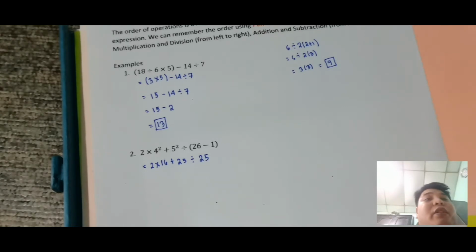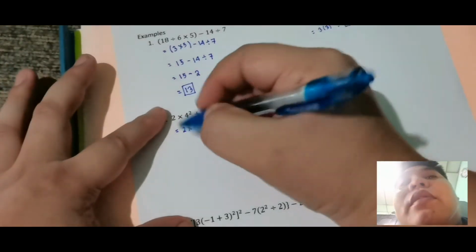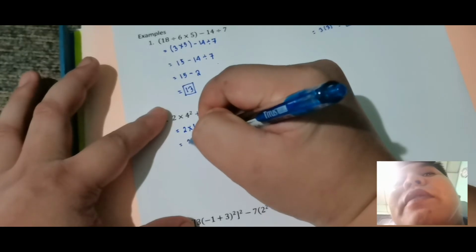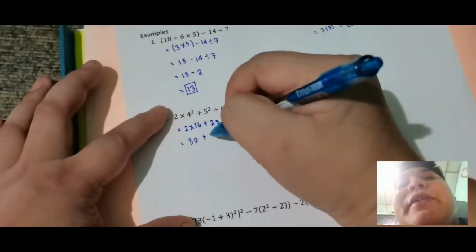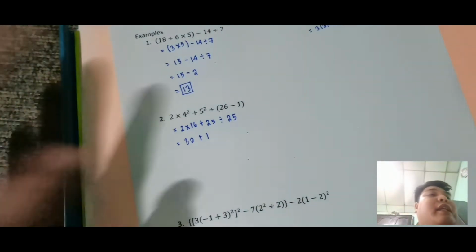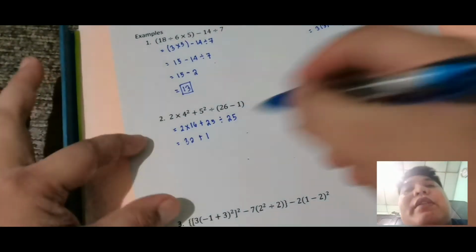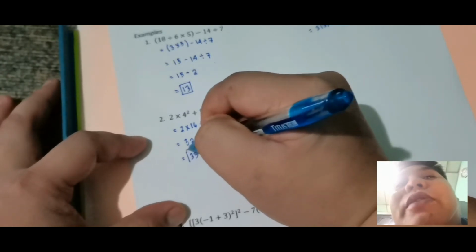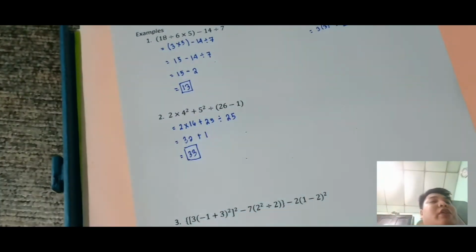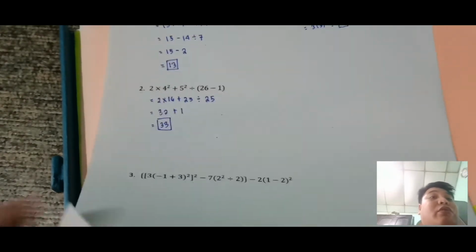Okay, so what do I mean? 2 times 16, that is 32. Then, plus 25 divided by 25 is 1. Next, that is 32 plus 1, that is equal to 33. Therefore, ito yung sagot. Ayun ang sinasabi ni sir. As long as di naman nakaka-apekto, go lang, gamitin mo. Okay, so yun yung rule of exponent.